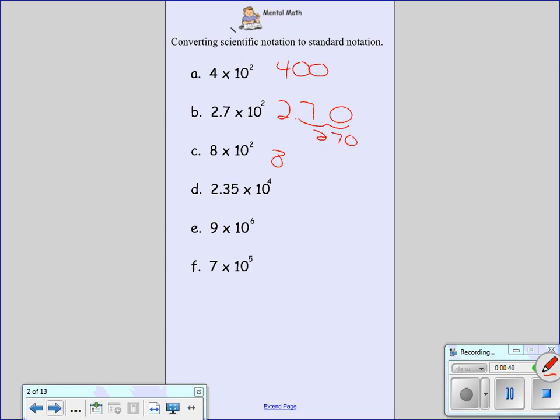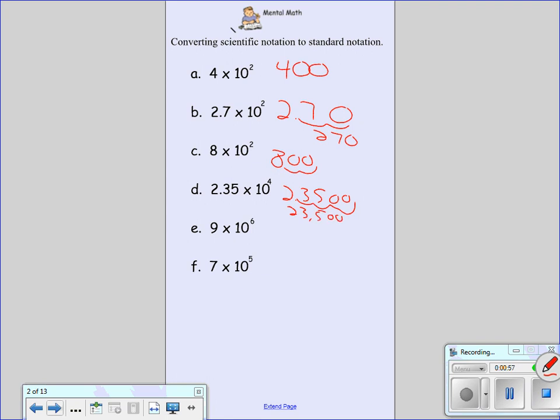I have 8. 2 numbers over would be 800. 2.35, 4 numbers over. 1, 2, 3, 4. So my answer is 23,500.